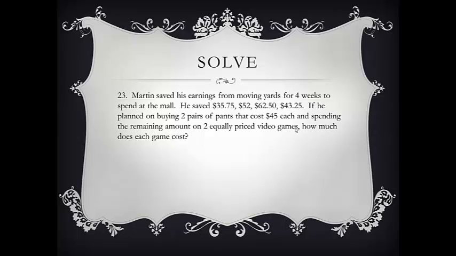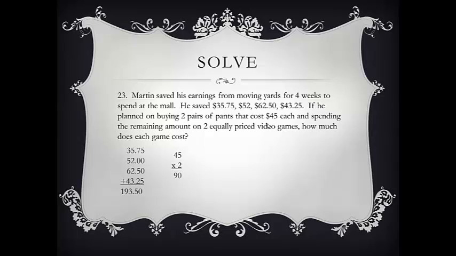The first thing I need to do is add up everything that he earned. So I take the $35.75, the $52, the $62.50, and the $43.25. Again, lining up decimals because I'm adding, and I get $193.50. Then I know he's going to buy 2 pairs of jeans, and each pair is $45. So to find that, I'm going to multiply 45 times 2, and I get $90.